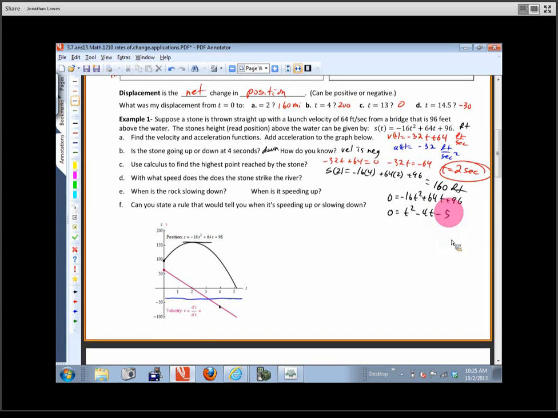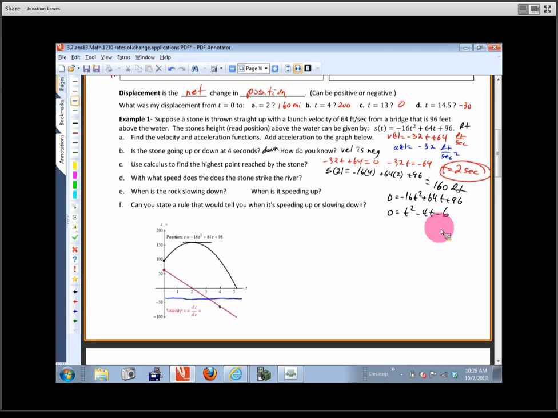Divide all these by 16. We get a 1 here. We get a negative 4 here. And we get a negative 6 there. Okay. This is a quadratic. Could we solve it by factoring? Because that would be the easiest way to do it.